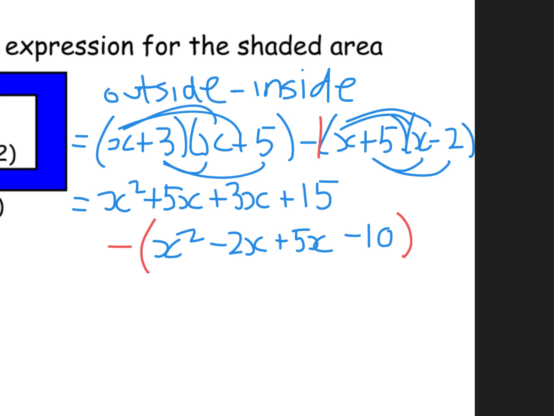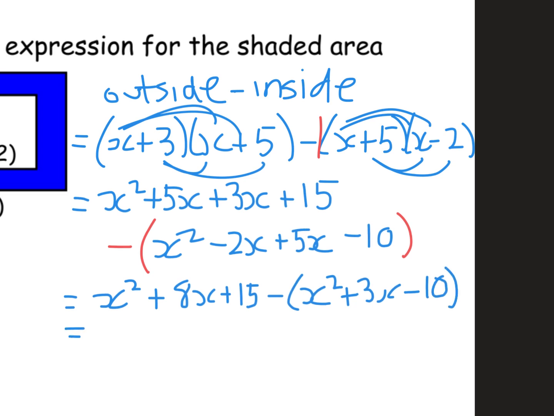I'm going to tidy these up. So we have x squared plus 8x plus 15. That's outside. Then we're going to take away the inside. So that's x squared minus 2 plus 5 is 3x minus 10.